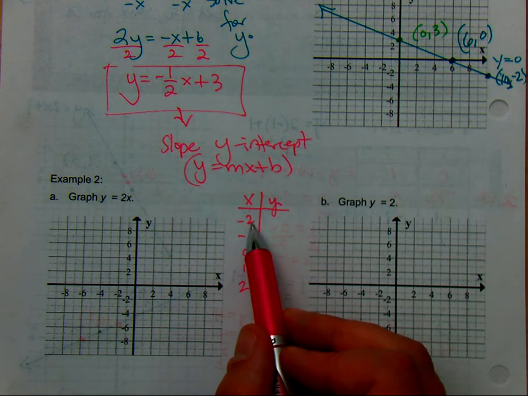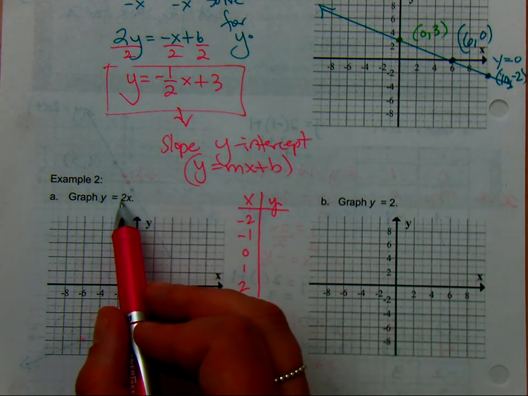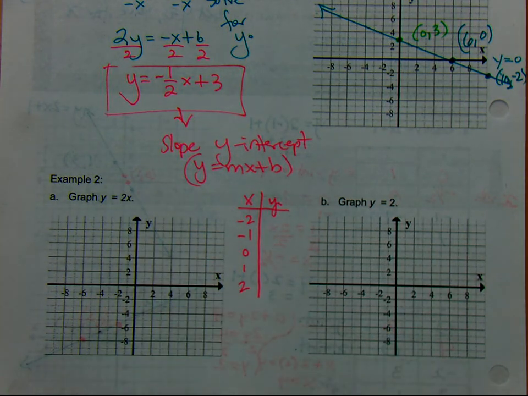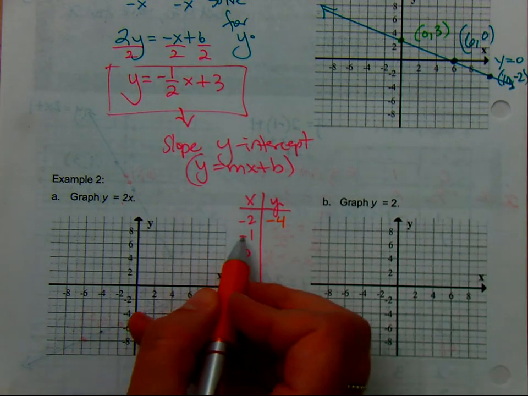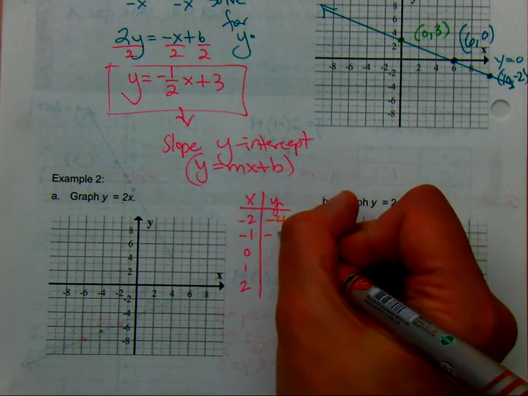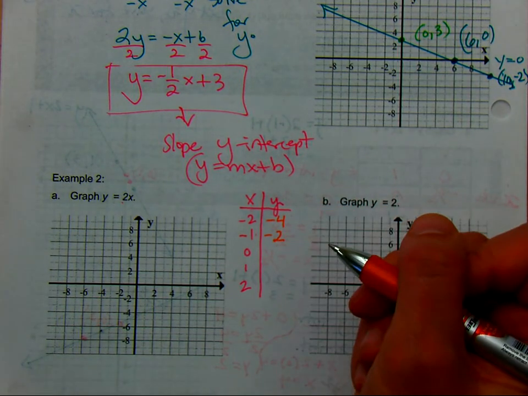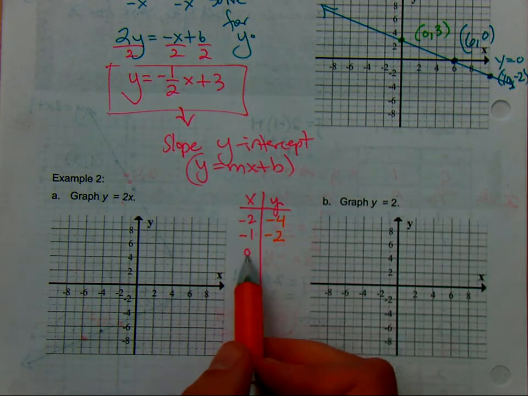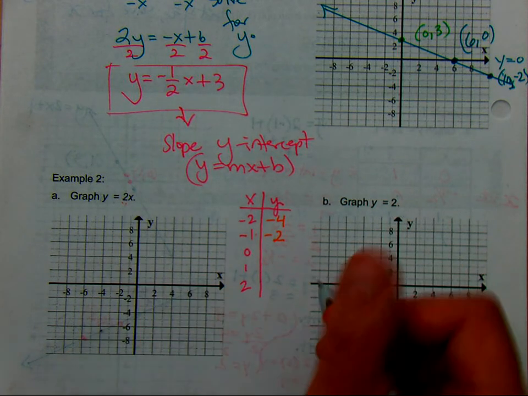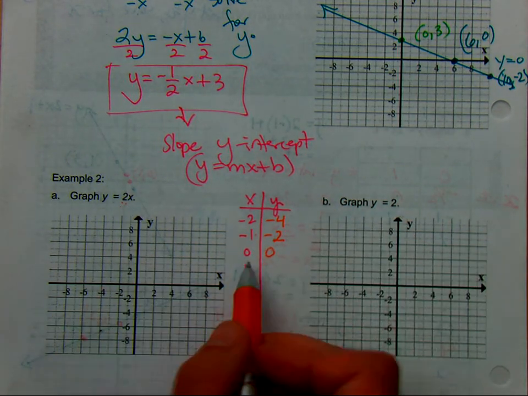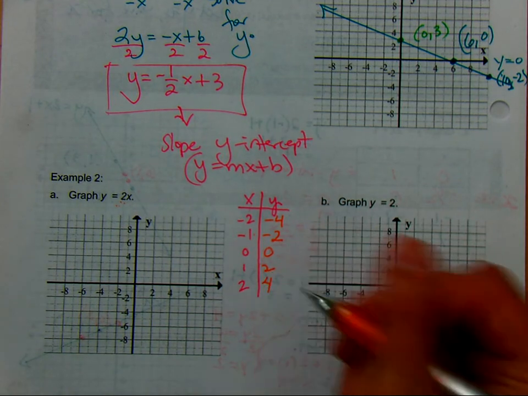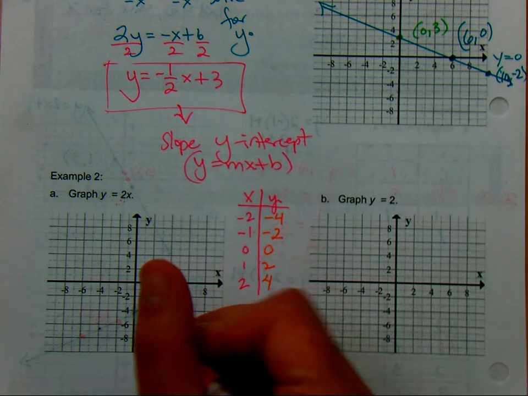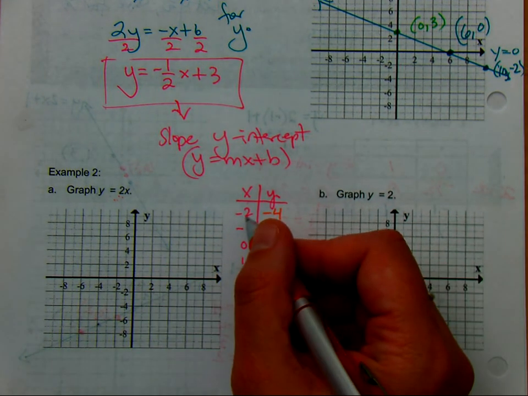If I plug in -2 for x, what's 2 times -2? -4. What's 2 times -1? -2, right? What's 0 times 2? What's 1 times 2? What's 2 times 2? And this gives us a table of values now. We can plot these ordered pairs.